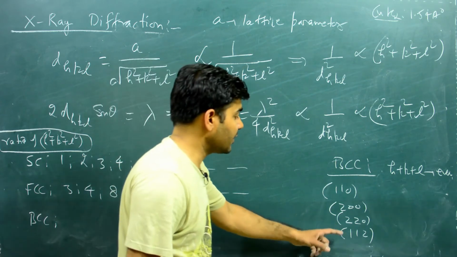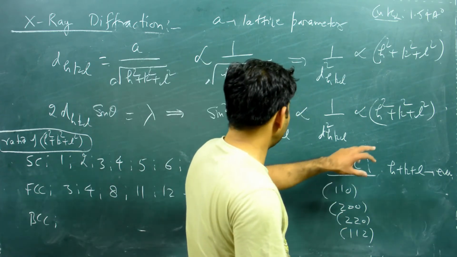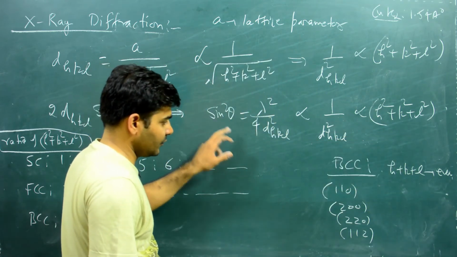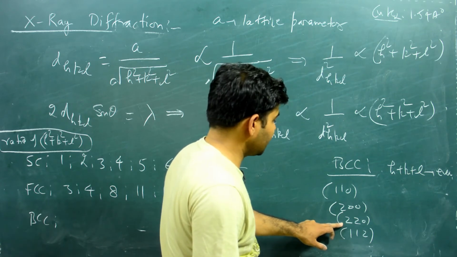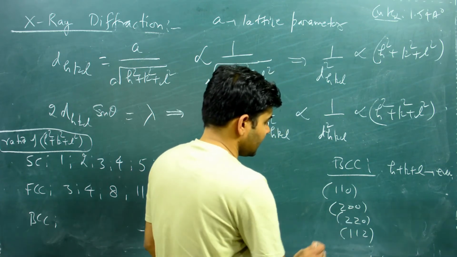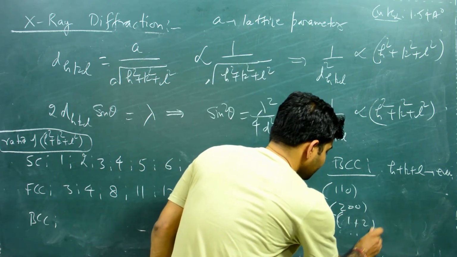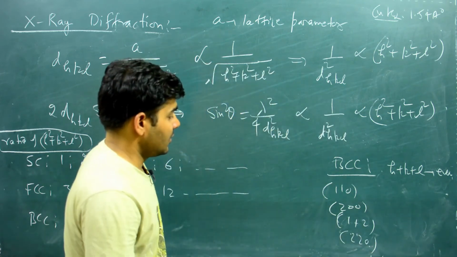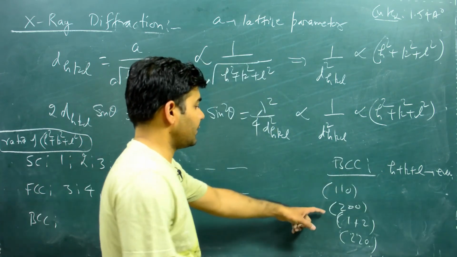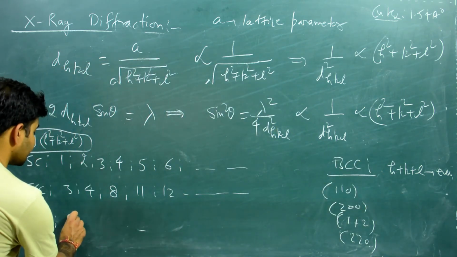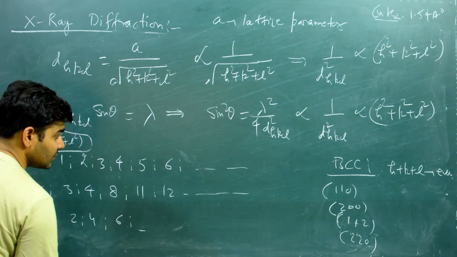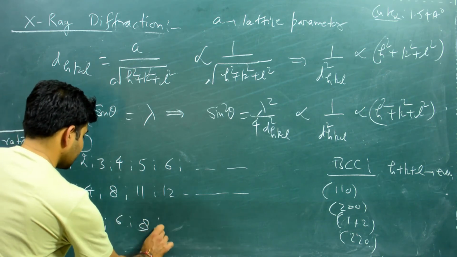Now we have to see which peak will come first, 220 or 112. For that we have to see for which h square plus k square plus l square is higher, theta will be higher. So for 220, h square plus k square plus l square is 4 plus 4, 8. For 112, it is 1 plus 1 plus 4, 6. So 112 will come first and 220 will come after, because for this it is higher, 8, and for this it is 6. And so the ratio is 2 is to 4 is to 6 is to 8 and so on and so forth.